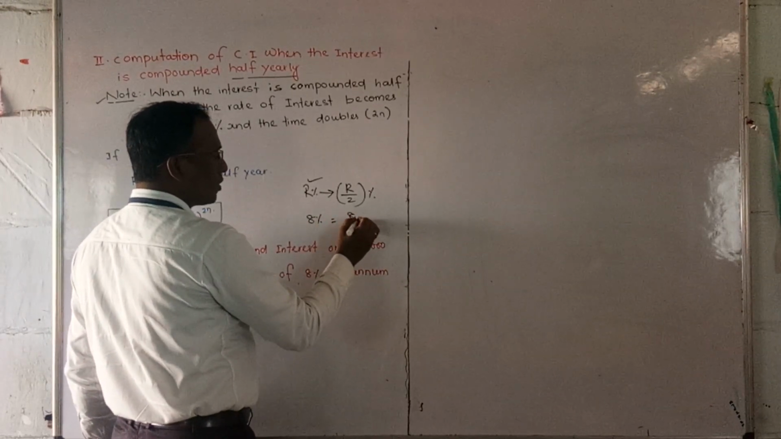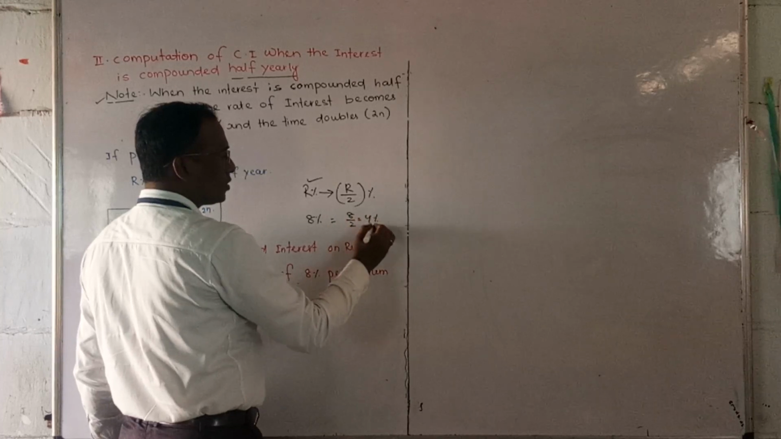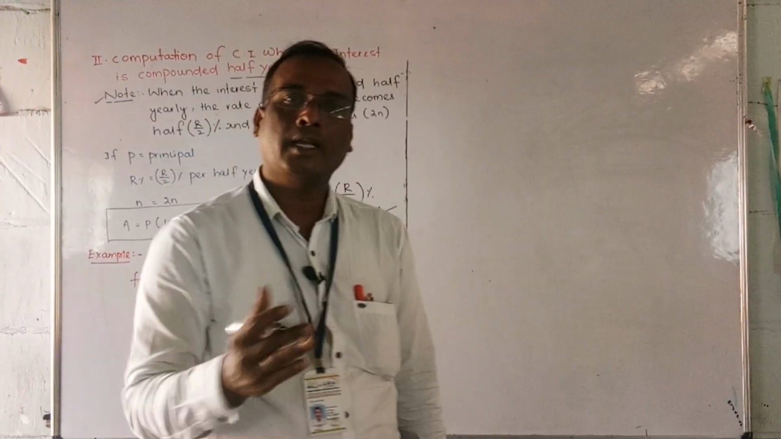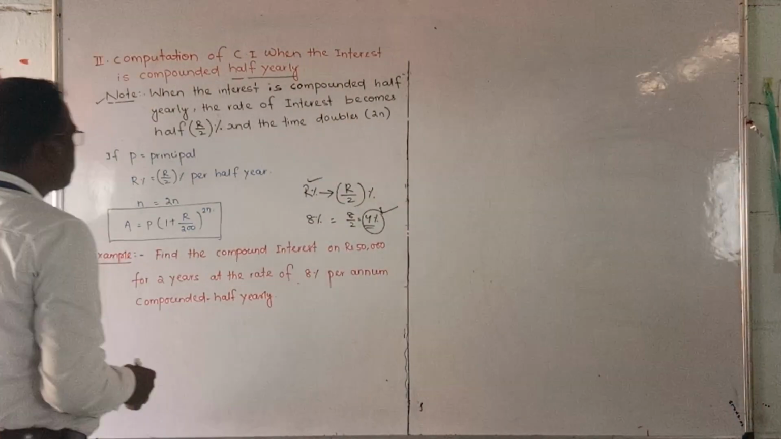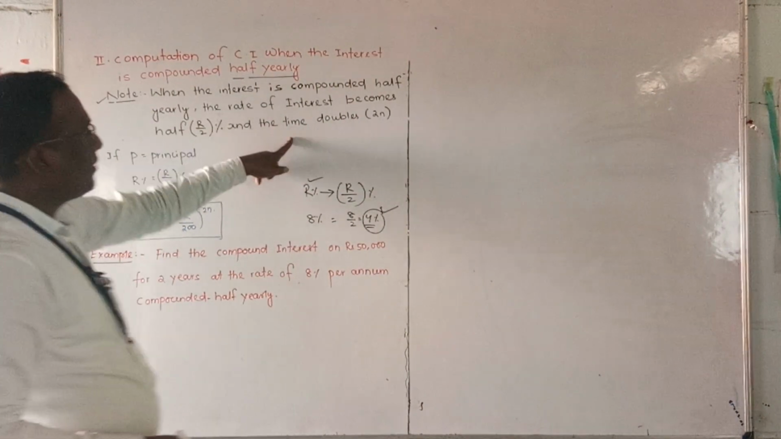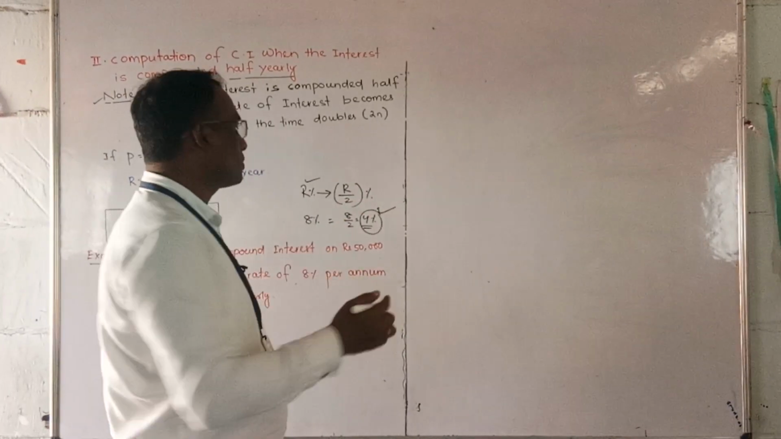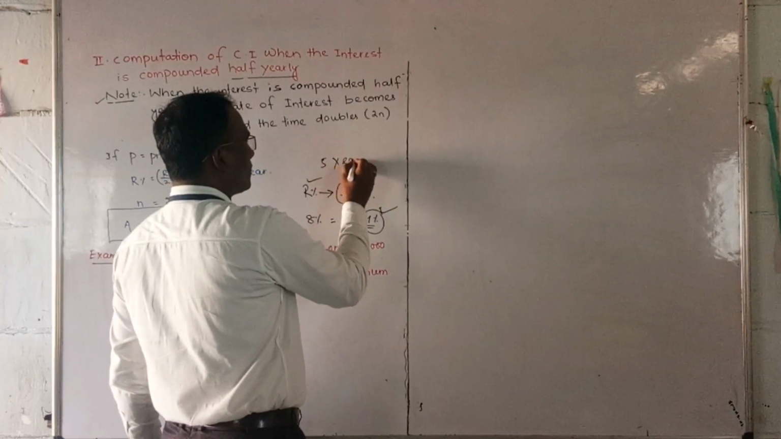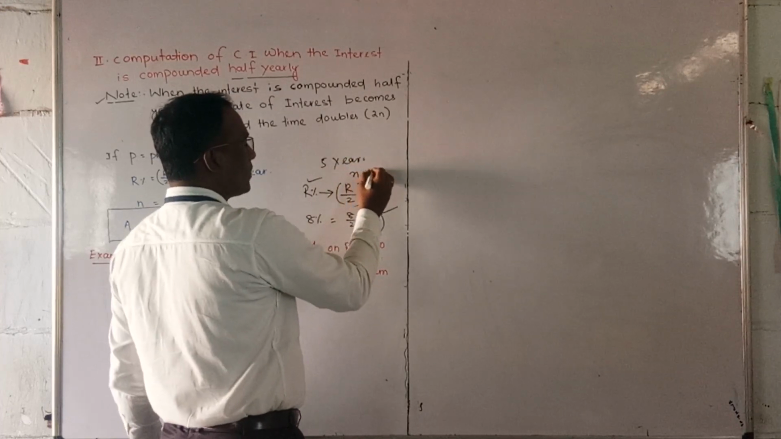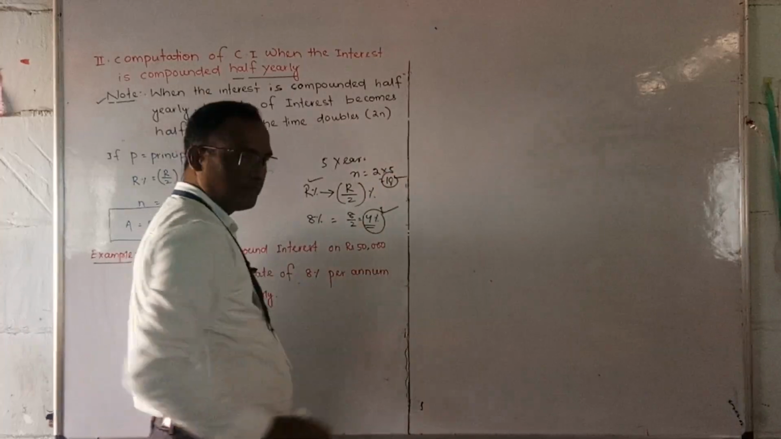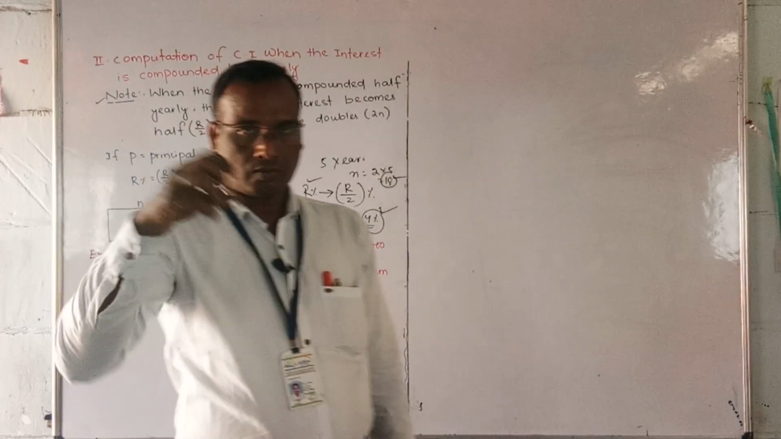It will become that whenever we are finding half yearly. Next, the time doubles. Whatever time is given, suppose 5 years is given, then the n value will become 2 into 5 is equal to 10. Are you clear? So whatever the term, we have to put 10 times, that means 10 you have to write, that means double time will become.